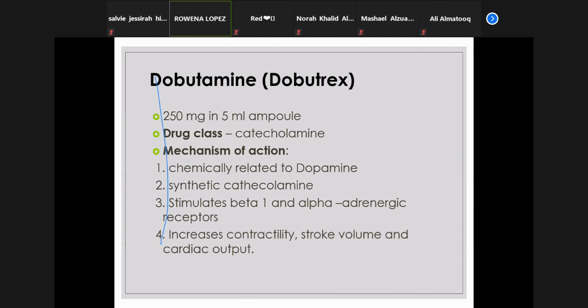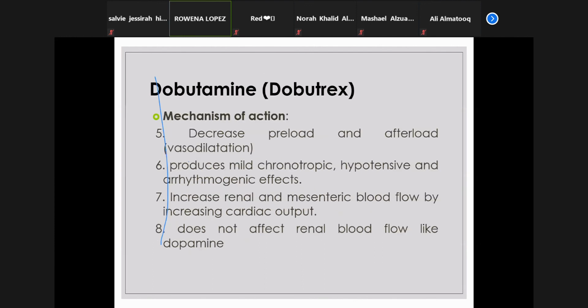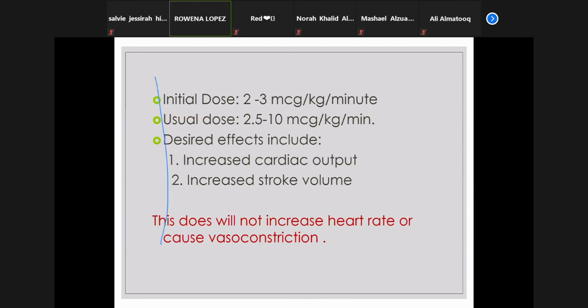So dobutamine is actually chemically related to dopamine, a synthetic catecholamine that stimulates beta-1 and alpha-adrenergic receptors, and increases contractility, stroke volume, and cardiac output. The dobutamine mechanism also includes decreased preload and afterload through a vasodilation effect, and produces mild chronotropic, hypotensive, and arrhythmogenic effects. It increases renal mesenteric blood flow by increasing cardiac output, and does not affect renal blood flow like dopamine, so it will not increase the urine output. So these are the doses. This dose will not increase heart rate or cause vasoconstriction.